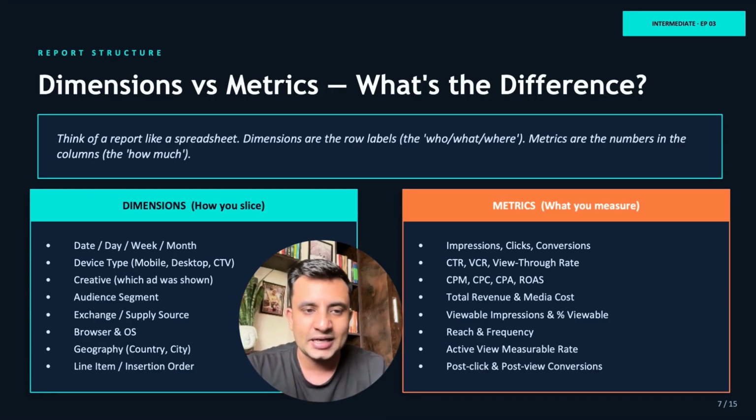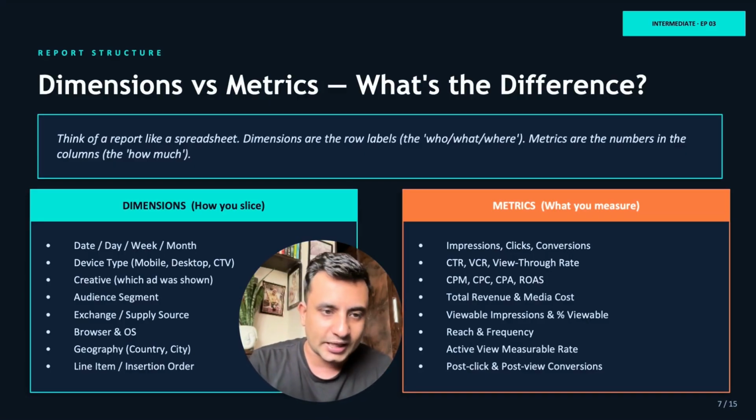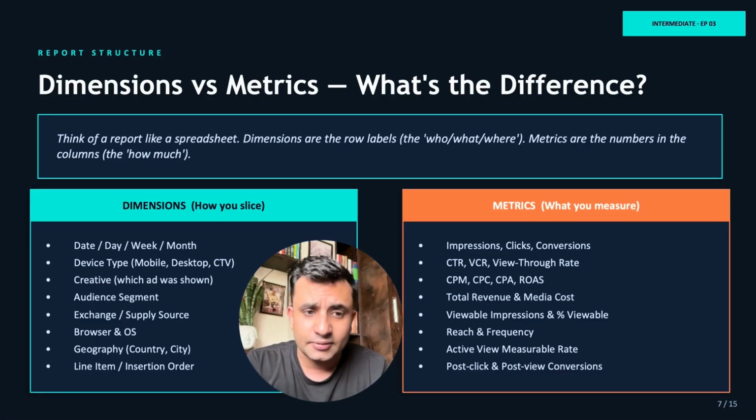So I'll tell you the main metrics and dimensions which we use generally being an analyst in programmatic. So the first one is date, day, week, month. That's a dimension most commonly used. We can see which date or which day parting is working best for our campaigns. Then we can do a report on the basis of what device type is working best, be it mobile, desktop, CTV, tablet. And then the creative, of course, you can see which ad was shown and which ad creative is working best for your particular ads.